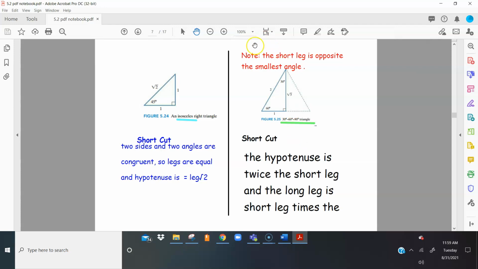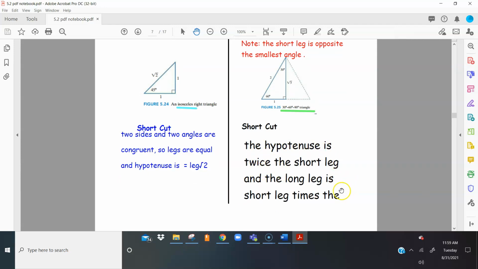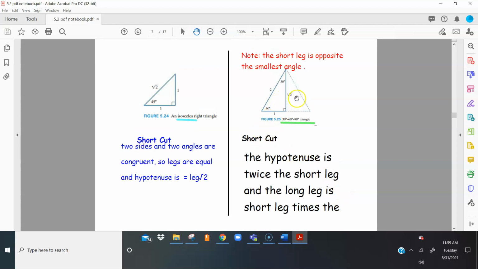The other is the 30, 60, 90 special triangle, where the hypotenuse is always twice the short leg, and the long leg is the short leg times the square root of 3. So it looks like, if the short leg is 1, the hypotenuse is 2, and the long leg is the square root of 3. We will go through some examples and reminders of how these work in just a moment so that you'll be able to apply them within the unit circle.